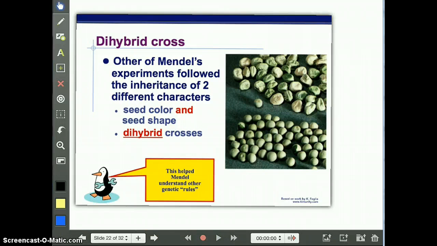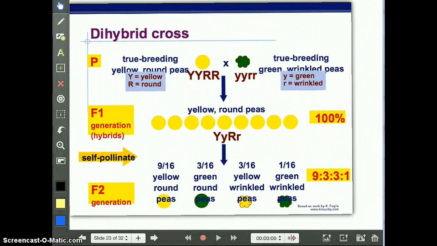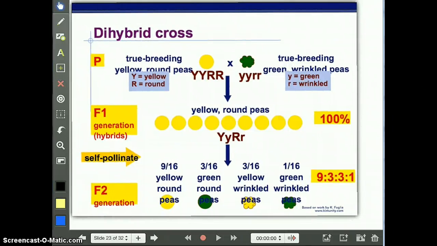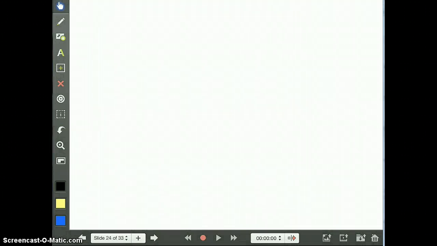A dihybrid cross, this is where I'm going to cross two particular traits. Not only am I going to look at crossing a trait on color, but maybe even on seed shape. So other than just one inheritance trait, I could also look at two. Now, when doing this, I can set up a different type of Punnett square, a Punnett square where I actually have up to 16 boxes. Now let's just draw one out real quick.